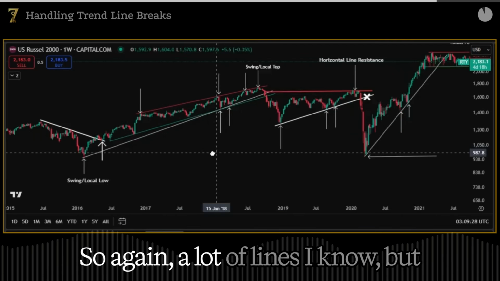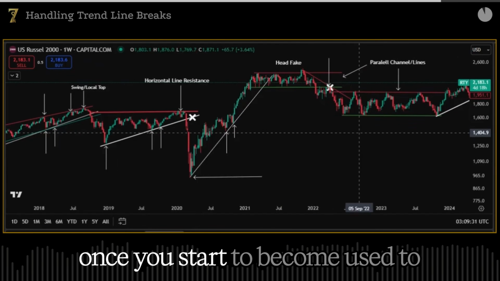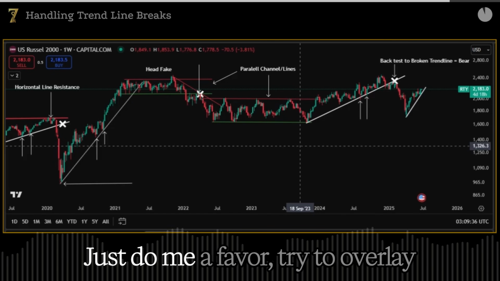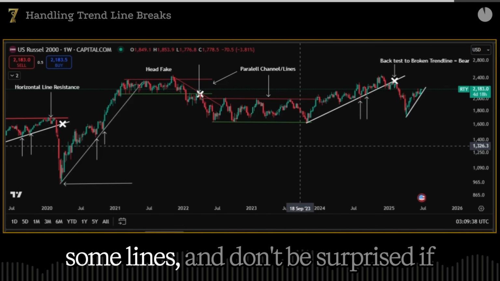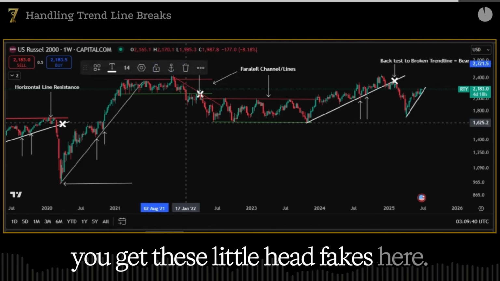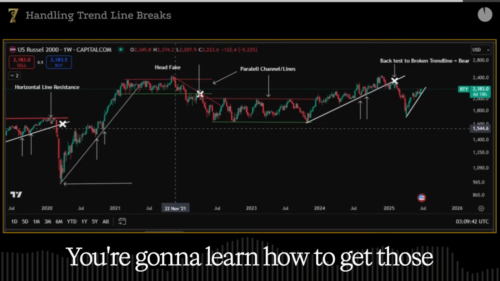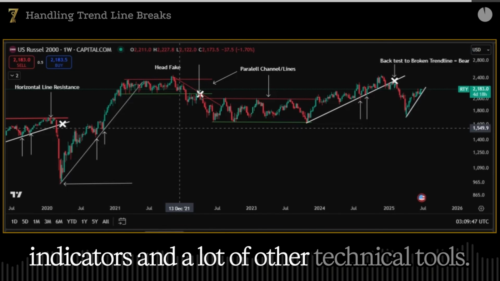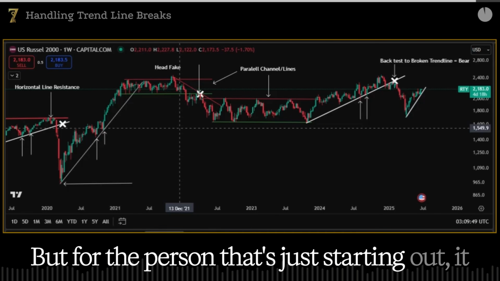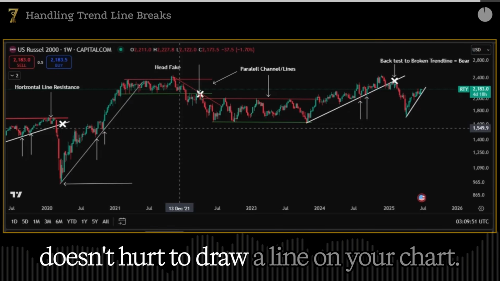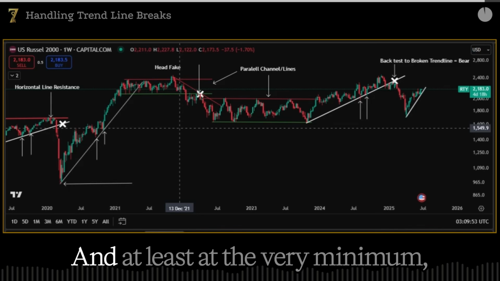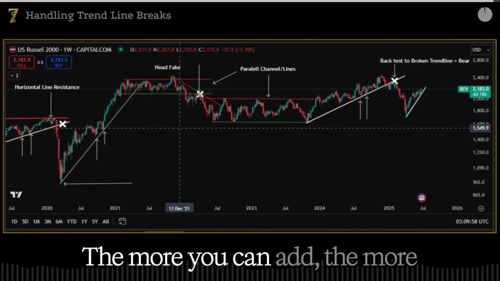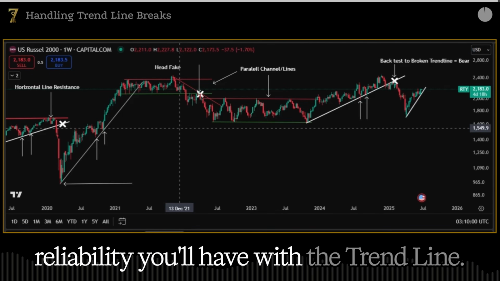So again, a lot of lines, I know, but once you start to become used to seeing the trend start to develop, just do me a favor, try to overlay some lines. And don't be surprised if you get these little head fakes here. You're going to learn how to get those head fakes out of there using specific indicators and a lot of other technical tools. But for the person that's just starting out, it doesn't hurt to draw a line on your chart, all right? And at the very minimum, try to get 3 touch points. The more you can add, the more reliability you'll have with the trend line.